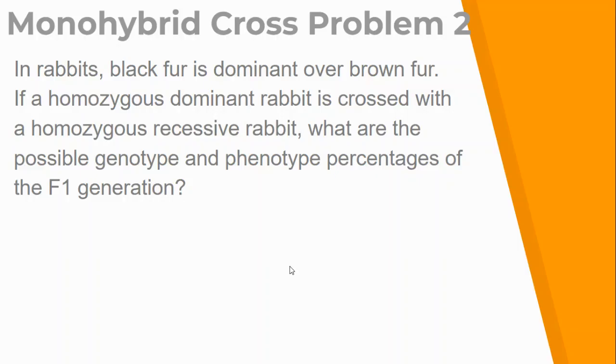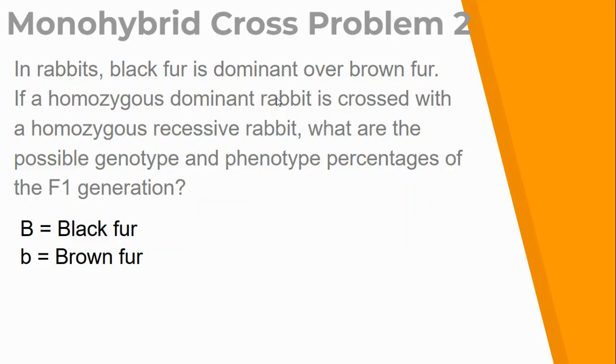So we will have no brown furred rabbit babies. For this problem, we're going to keep with the black fur and the brown furred rabbits. This time we have a homozygous dominant rabbit crossed with a homozygous recessive rabbit. And we want to know the possible genotype and phenotype percentages of the F1 generation, which is another term for the offspring. So we are again going to pick a letter and define it as our step 1. So I think I'm going to stick with B. Big B will be for black fur because it's dominant. Little b will be for brown fur because it's recessive.